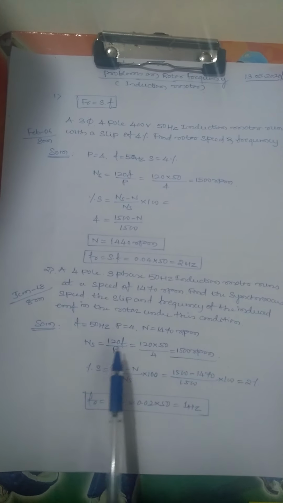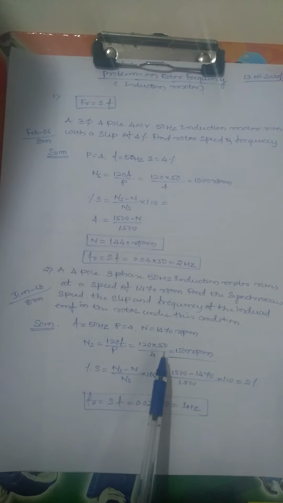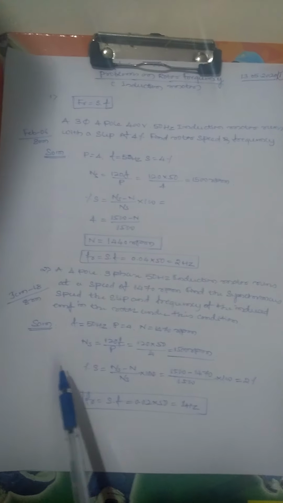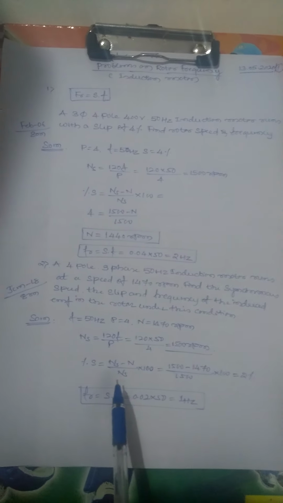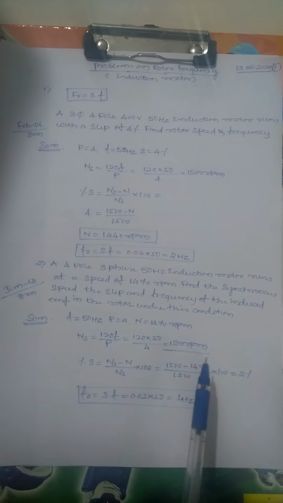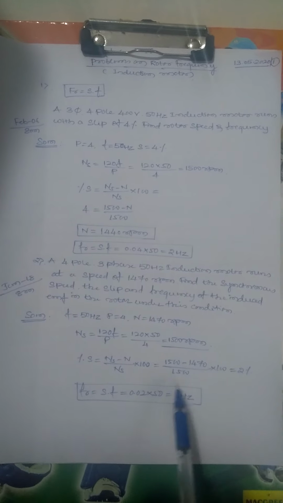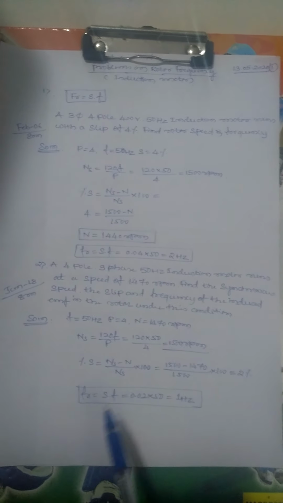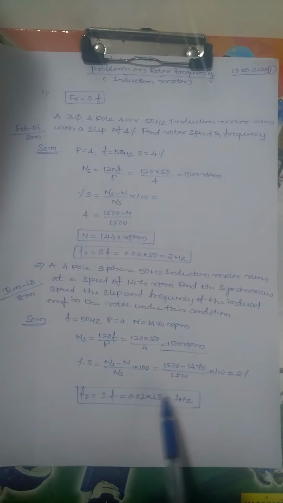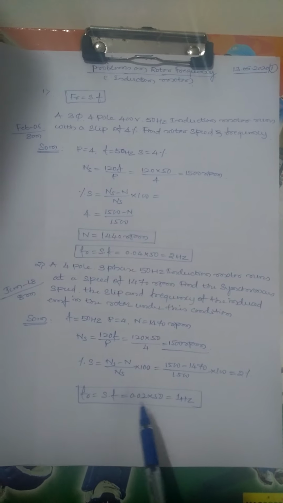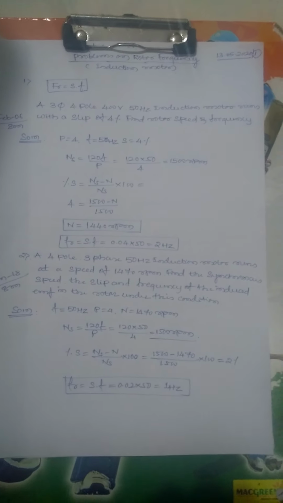First you calculate Ns, 120 f by P, 120 into 50 by 4, that is 1500 RPM. Next you calculate slip. Percent of slip equals (Ns minus N) divided by Ns into 100, that is (1500 minus 1470) by 1500 into 100, that is 2%. Next, Fr equals S into F. Slip is already calculated, 2%, so 0.02 into 50, that is 1 Hz.